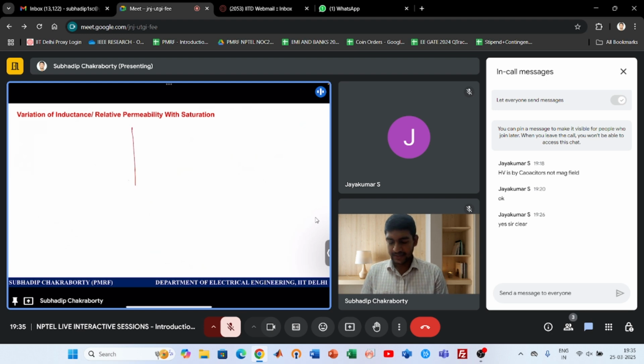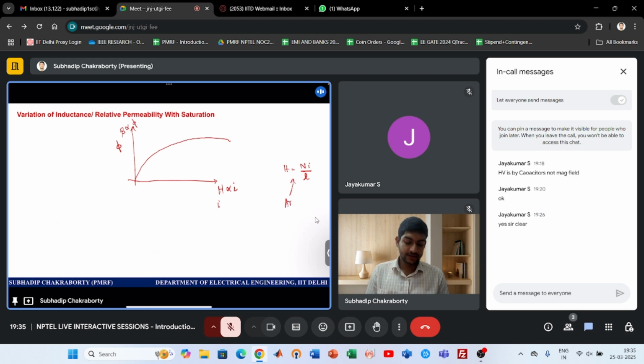You know that there is a BH curve, right? So this curve, people call it BH curve, or I call it phi-I curve. Because why? B is proportional to phi, H is proportional to I. Why? H is nothing but Ni by L. This is coming by Ampere's law. So as you know, H is proportional to I, and B is what?